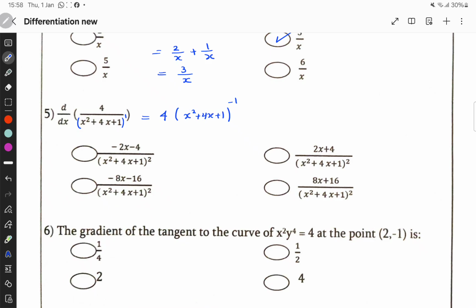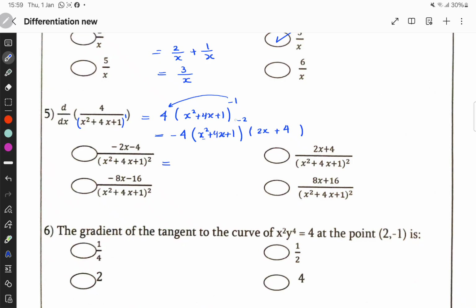You studied chain rule in grade 11. We just multiply power by coefficient. Negative 1 times 4, it will be negative 4. I have the same bracket, x squared plus 4x plus 1. Reduce power by 1, it will be negative 2. Times the differentiation inside. Derivative of x squared, it will be 2x. Derivative of 4x, it will be positive 4. Differentiation of 1 is 0.